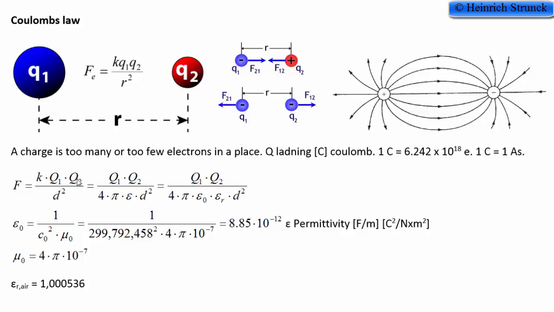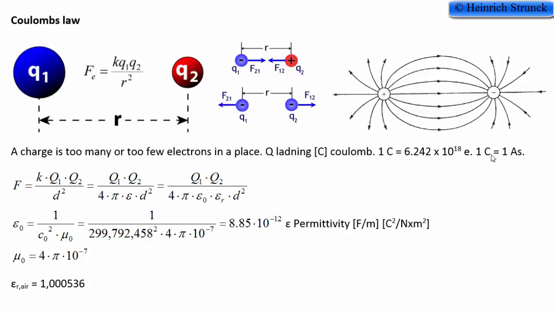Now we're going to look at the charge Q. We can see it has the letter Q and it has the unit coulomb. And 1 coulomb is 6.242 times 10 to the power of 18 electrons. So 1 coulomb is very many electrons.